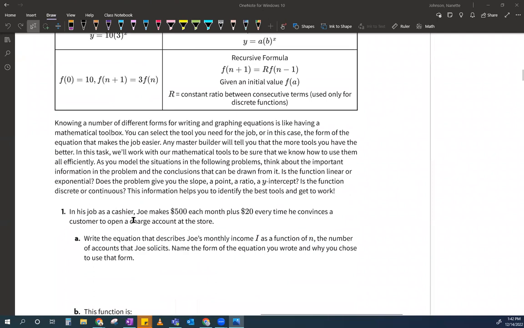Okay. So in his job as a cashier, Joe makes $500 each month plus $20 every time he convinces a customer to open a charge account at the store. So what happens? He makes $500 each month plus $20 every time he gets a customer to open a charge account. Got it. Write the equation that describes Joe's monthly income, I, as a function of N, the number of accounts that Joe solicits. Name the form of the equation you wrote and why you chose that form.